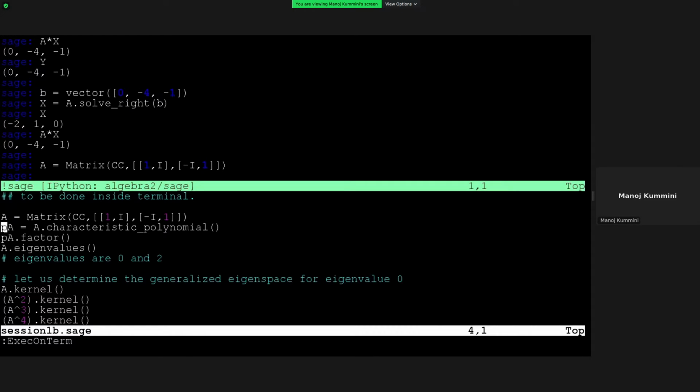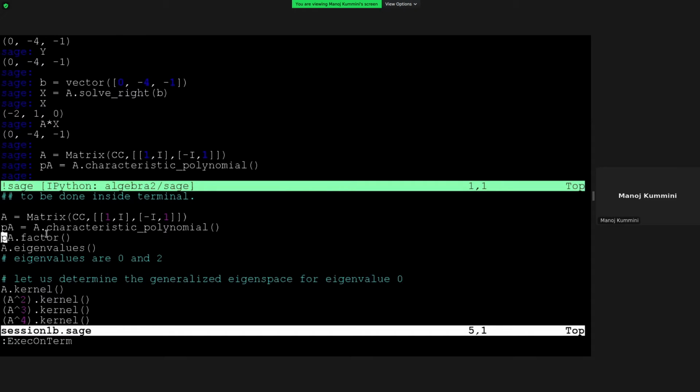So I define A to be a complex matrix, which is 1, then I, where this capital I is a square root of -1, then minus I and 1. This was one of your exercise problems in an earlier week: find its characteristic polynomial, diagonalize it, or something like that.